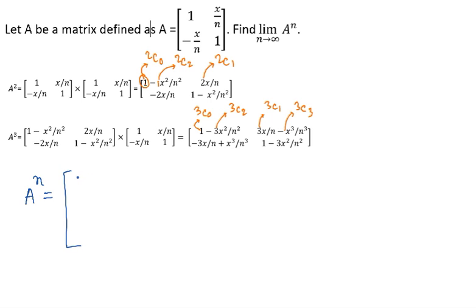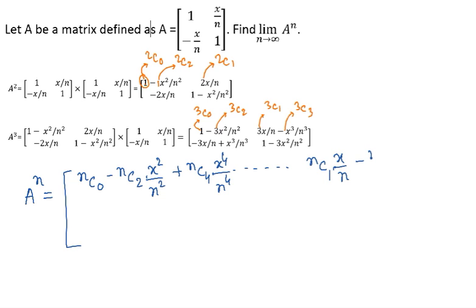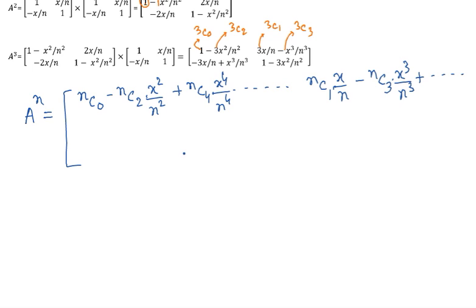nC0 minus nC2 x square by n square plus nC4 x to the power 4 by n to the power 4. In this way it will continue, and the next element will be nC1 x by n minus nC3 x cube by n cube. In this way it will continue, and it will be an alternating plus minus pattern, and the rest of the elements we are not really bothered about because they will be already obtained from the first and second elements.